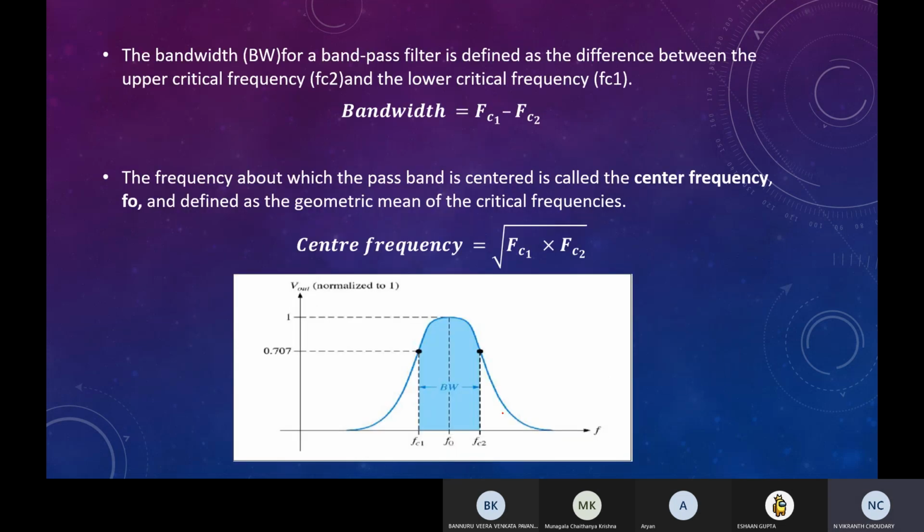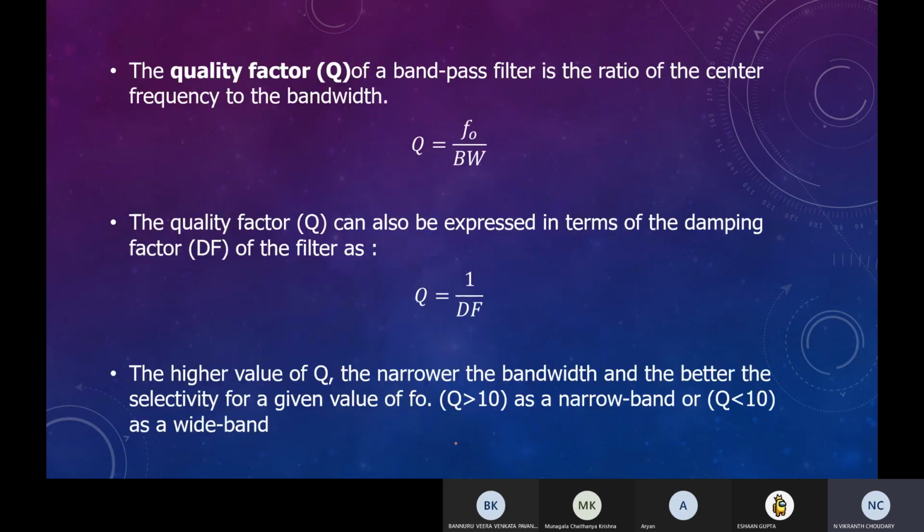The next would be the band pass filter. This is a practical band pass filter. If you take the ideal band pass filter, it should be somewhat like this. It should transmit all the frequencies between the cutoff frequencies, and it should reject all the other frequencies. We have already seen all these things before in passive filters.